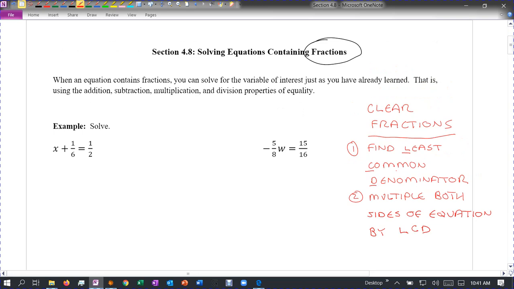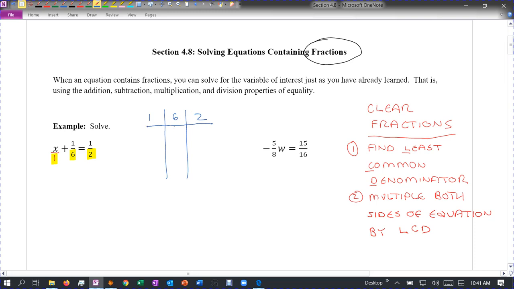Okay, so let's take a look at this first example. All right, so we definitely have some fractions here. I want to point out that x is the same as x over 1. So if we look at all of these denominators, 1, 6, and 2, let me list those out.